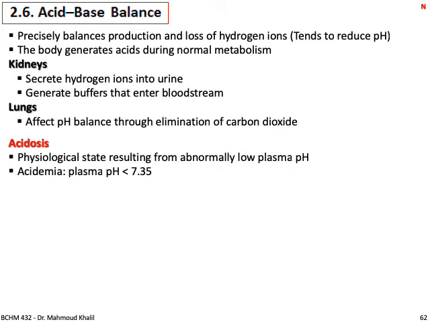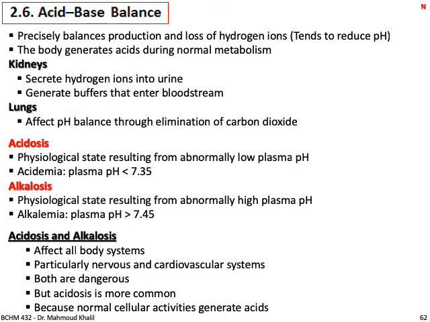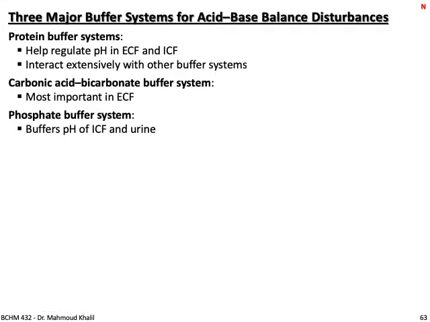We have two major processes: acidosis, which results from a low plasma pH, less than 7.35, while alkalosis is a state where the plasma has a higher pH, above 7.45. Acidosis and alkalosis affect all body systems, particularly the nervous and cardiovascular systems. Both are dangerous, but acidosis is more common because normal cellular activity generates more acid.